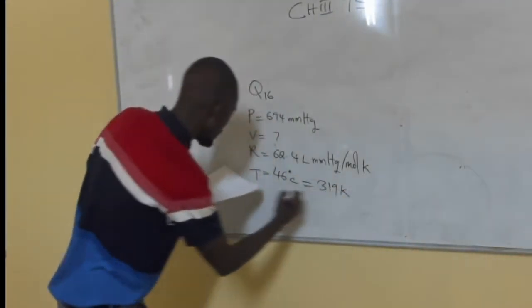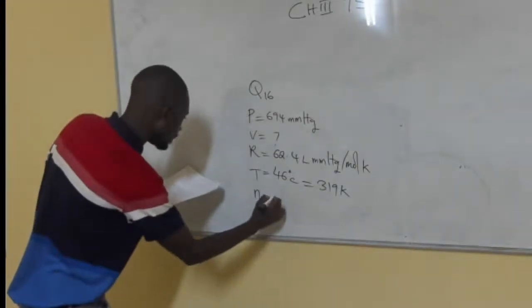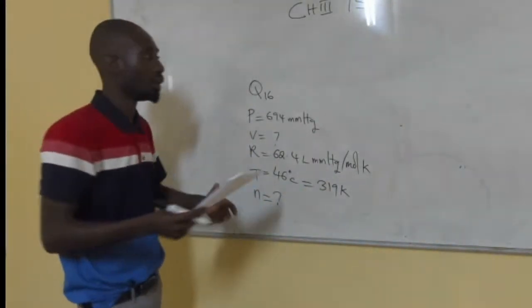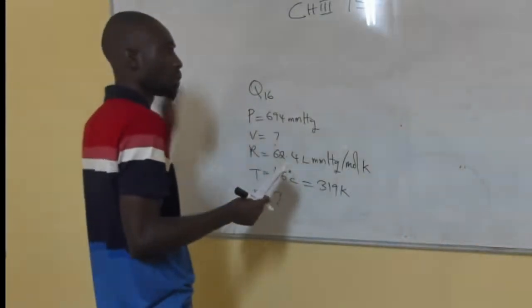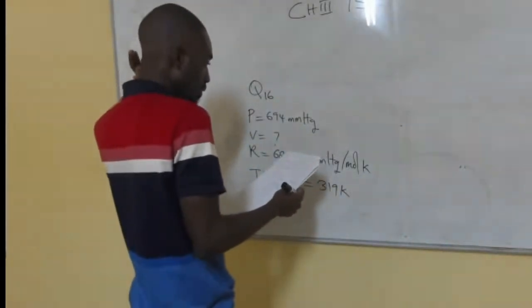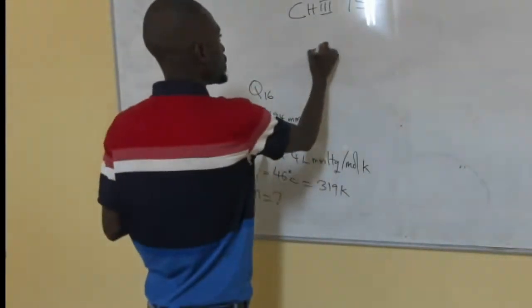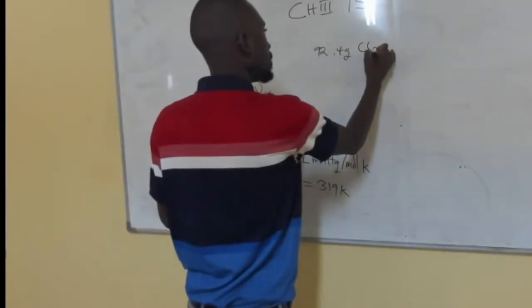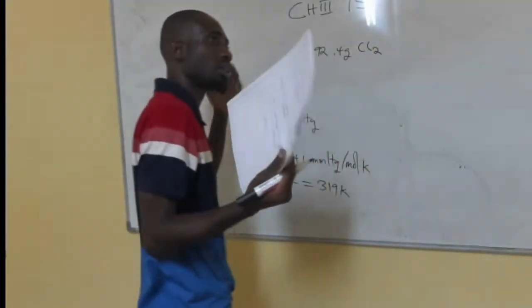which will be 319 Kelvin. Then the number of moles you don't know, but you can calculate the number of moles since you know what you are dealing with is chlorine, of course. So you know you have been given 92.4 grams of Cl2. It's existing in diatomic form.